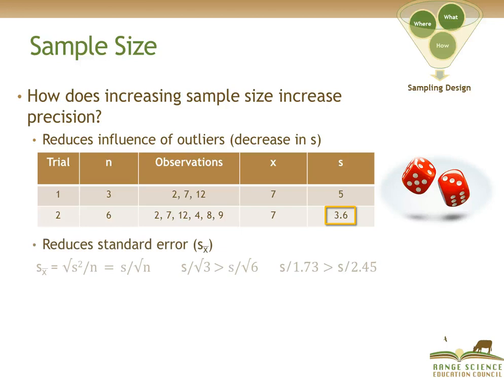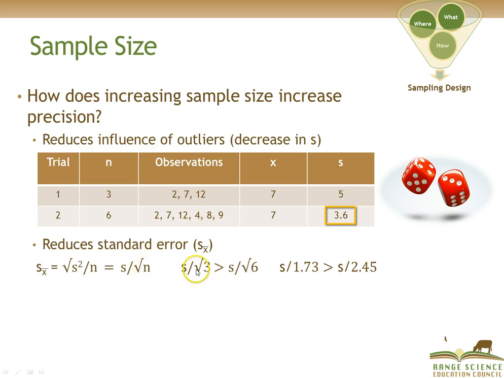In addition, increasing sample size tends to reduce the standard error, and this is simply due to the mathematical formula that we use for standard error. Standard error is defined as the standard deviation divided by the square root of n, or the square root of the sample size.